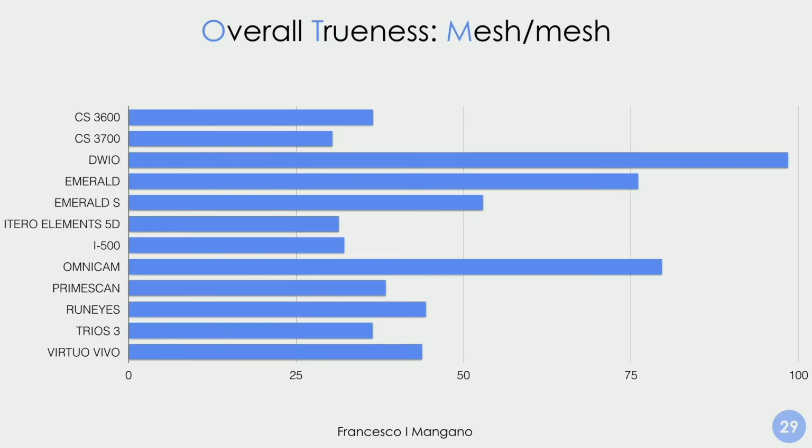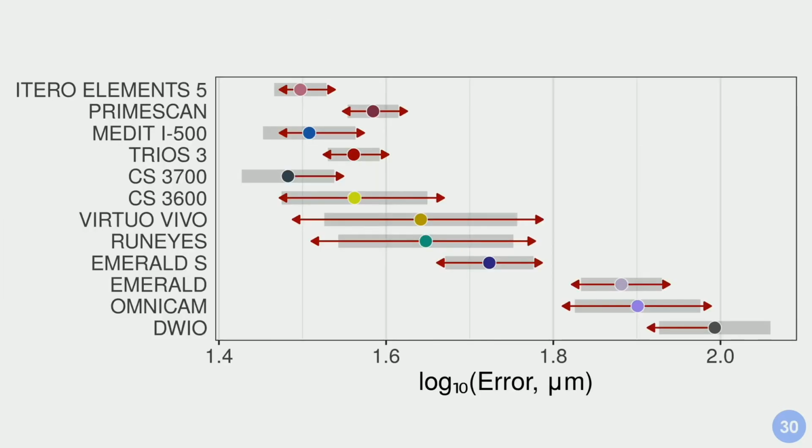So the overall trueness, mesh-to-mesh. Here the error is distributed along the whole arch, because the method distributes it along the whole arch. As we can see, we have excellent results for the Carestream scanner, the Align scanner, the PrimeScan from Dentsply Sirona, and the Trios, and Medit also works very well. The other scanners have higher errors. And if you watch it on a logarithmic scale, this is the representation. If you see superimposition between the red arrows, it means that there is no statistically significant difference between the different scanners.